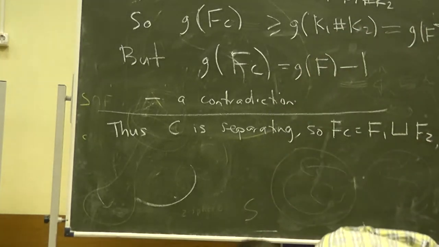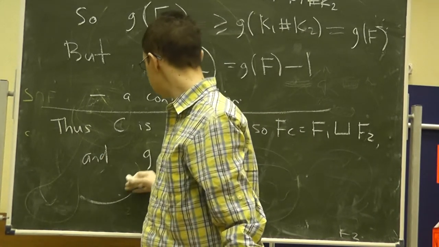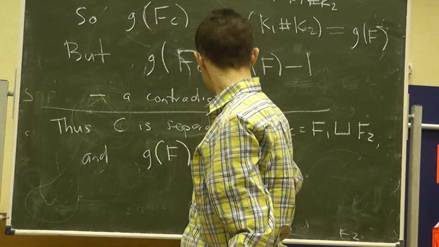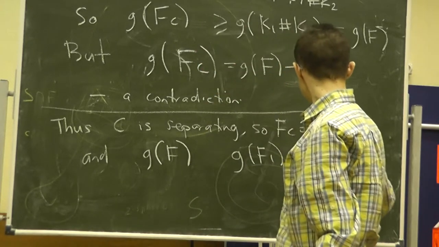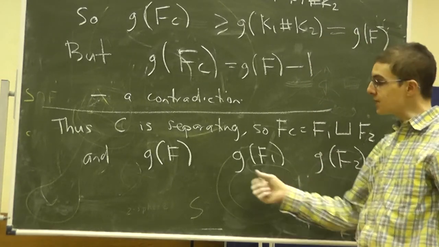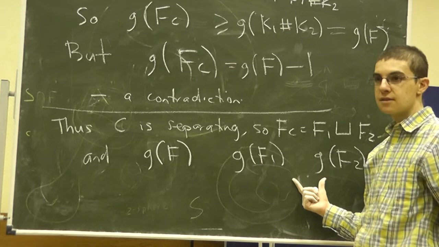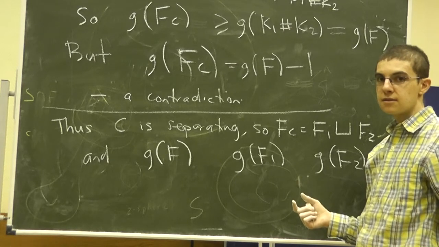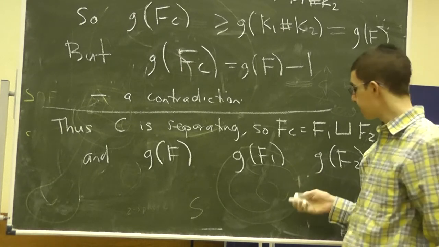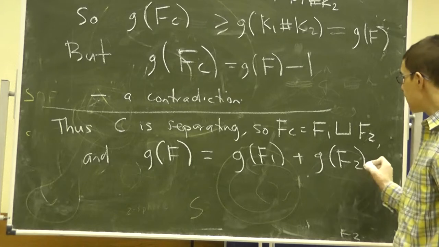And what did we write before about the relation between the genus? If we do our surgery and we get two pieces, what was the relationship between the genus of our original surface and the genus of the two pieces? If the surface fell apart, what happened with the genus? The genus was equal to the sum, remember? It was just the sum. Okay, so we've got this relationship.